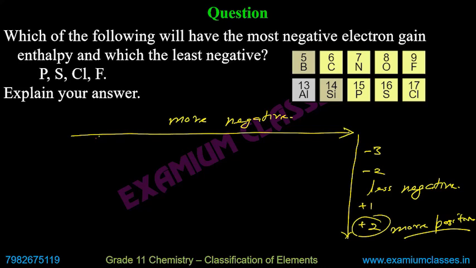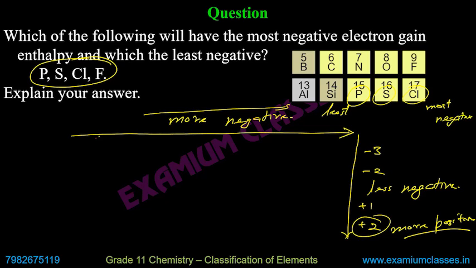I'll show you the chart also, which is something you need to paste somewhere on your study table and memorize. With that concept, if you see, phosphorus is out of these given ones: phosphorus, sulfur, chlorine. Phosphorus is towards the most left. So it means when we are moving towards the right, it becomes more negative. Here it will be least negative. This one will be most negative. Okay, sir, I got it.